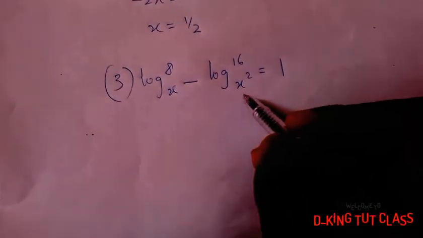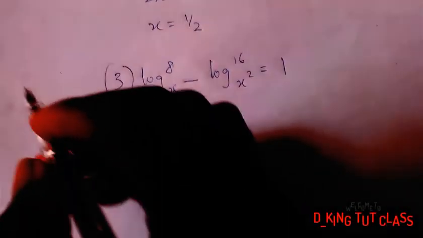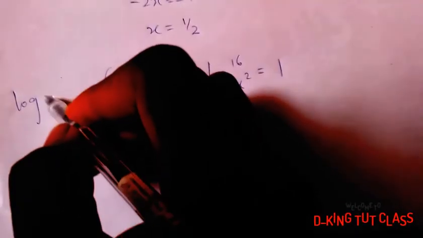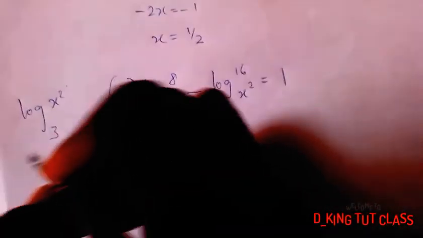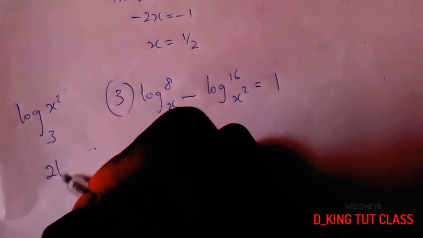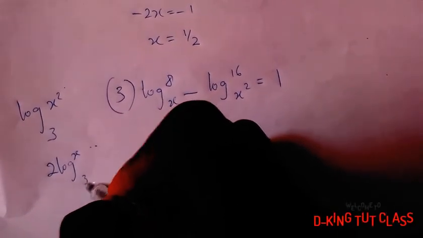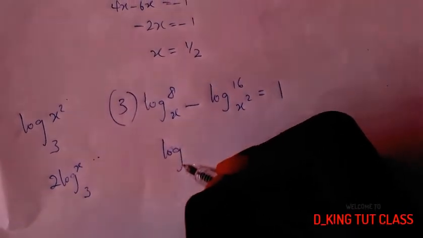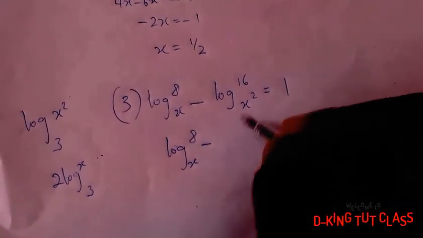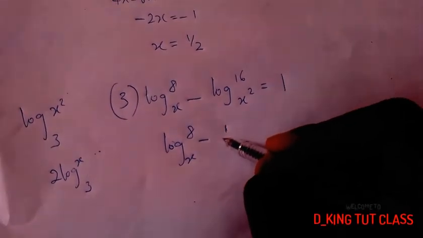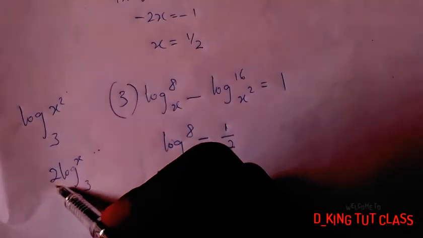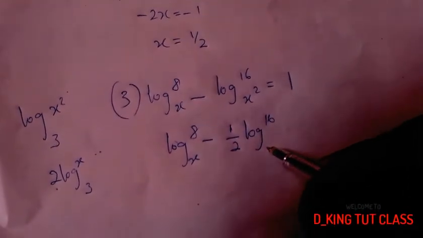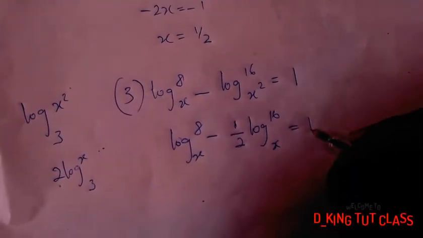This is x squared. If you recall, in our previous classes, we have gotten a question like log x squared base 3, such that if I want to bring 2 to the back, it becomes 2 log x base 3. But in this case, the reverse will be the case. So, log 8 base x minus, bringing 2 to the back here becomes 1 over 2 instead of 2 over 1, like this case. So that becomes 1 over 2 log 16 base x equals 1.